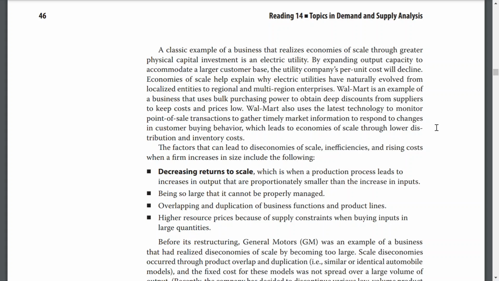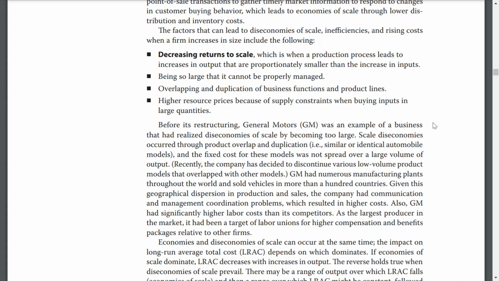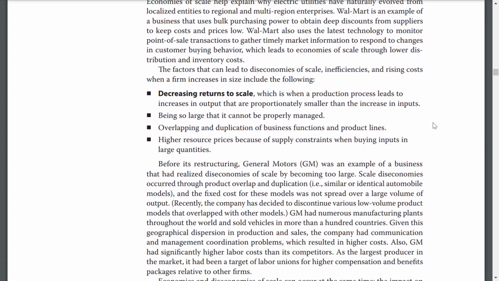Walmart is an example of a firm that keeps costs and prices low. Walmart also uses the latest technology on monitoring point-of-sale transactions, decreasing sales and returns, which is where a production process leads to an increase in output, and proportionally smaller and smaller input, being so low that profit can be calculated by being properly managed.